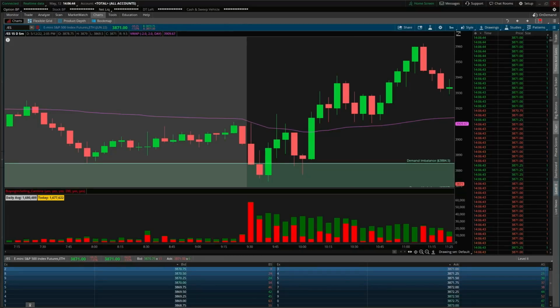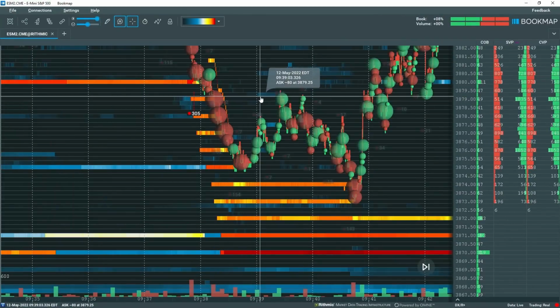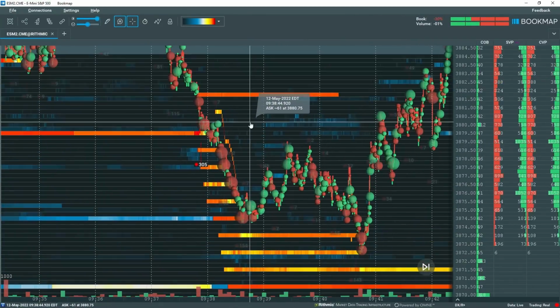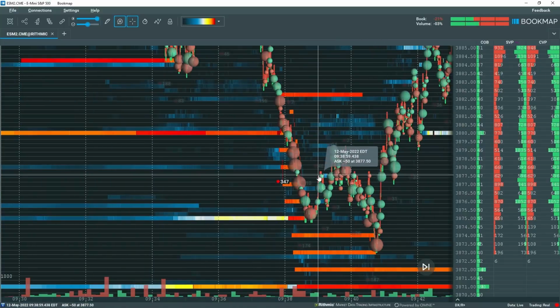However, in this example, I'm going to show you what I saw on Bookmap, which is a different way to visually represent the tape, level 2 and time and sales, indicating what I saw and how we could play this setup to take advantage of a very large buyer in the market.